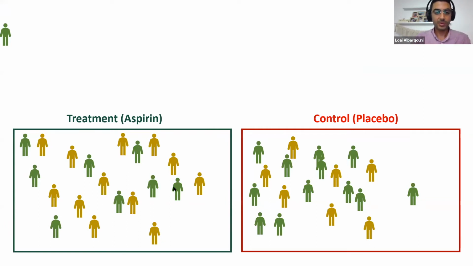So we have 1, 2, 3, 4, 5, 6, 7, 8 of the green here. And 1, 2, 3, 4, 5, 6, 7, 8, 9, 10, 11, 12. So 8 green, 12 brown. So 20 overall. And here, 13 green and 7 brown.